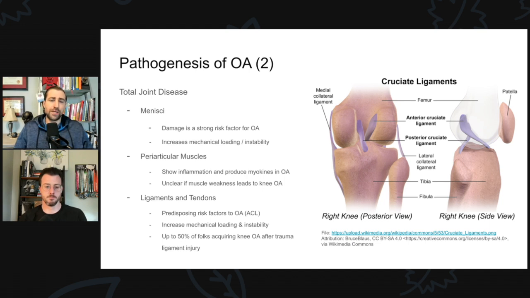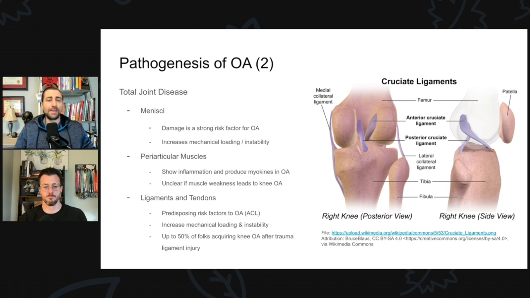The periarticular muscles can become involved in knee osteoarthritis. So in OA, these muscles show increased inflammation, and muscles can produce something called a myokine, which is pro-inflammatory, right? So your friends, the muscles, they actually end up becoming your enemy a little bit, producing more inflammation in knee osteoarthritis. Obviously, muscles are important. We want to strength train them. So I'm not trying to say don't work your muscles, but it actually seems like the muscles contribute after a period of time with OA.